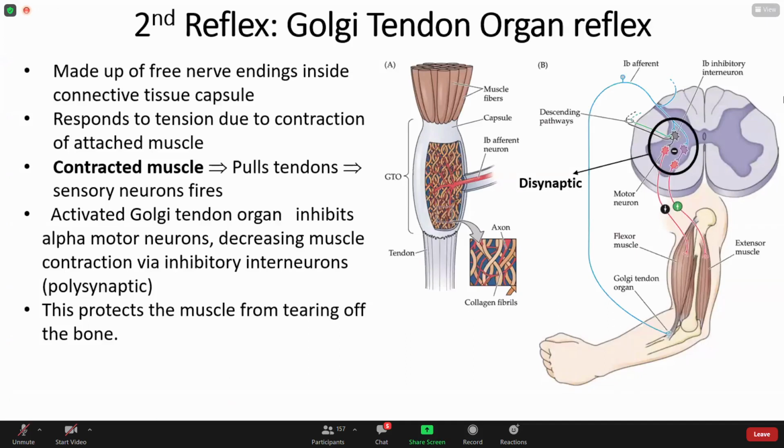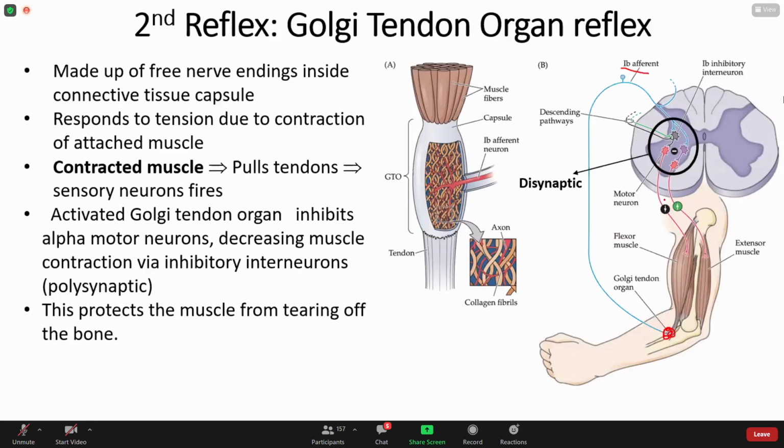For example, when you are holding a very heavy weight, the Golgi tendon organ will be activated. We said that these are mainly linked to which type of sensory neurons? To the 1B. Very good, Hamza. So they are linked to the 1B sensory neurons, and changes will be detected, and the signal will be transmitted via the 1B afferent sensory neurons.